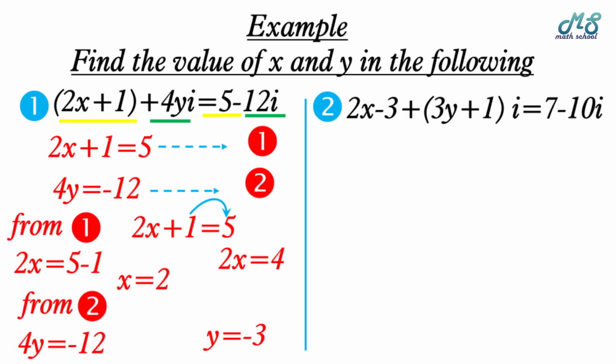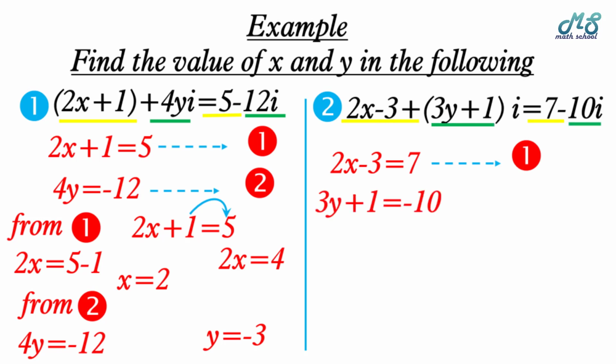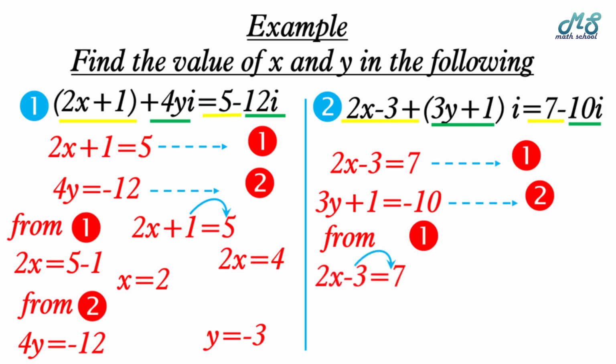By the same way, number 2: 2x minus 3 equals what, guys? Equals 7. This is the first equation. The second equation, 3y plus 1 equals negative 10. From equation 1, just move 3 to the other side to be added. We can get 2x equals 10. Dividing both sides by 2, we can get x equals 5.